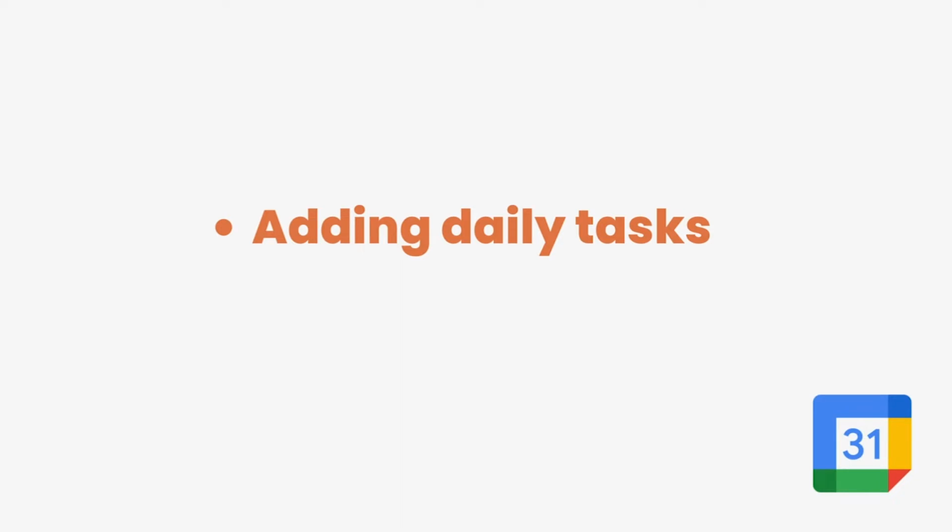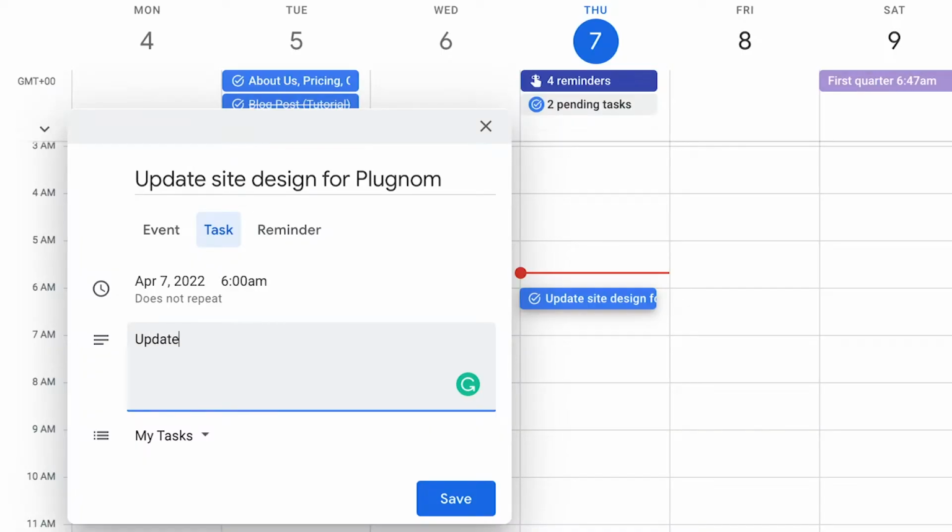Second on the list is adding daily tasks. Adding your daily tasks to Google Calendar will help you focus on the most important things in your day. This will help you achieve more by keeping you focused on your main goals.